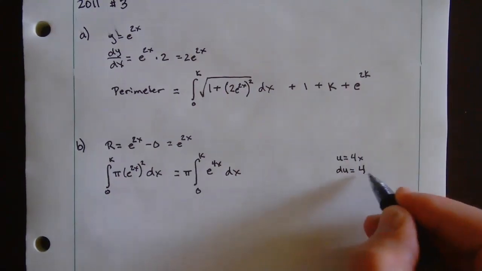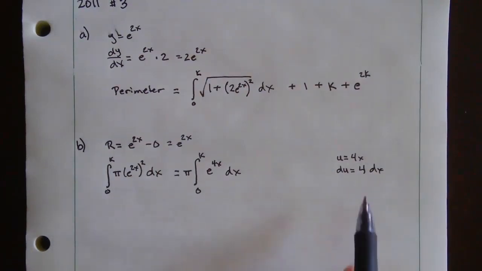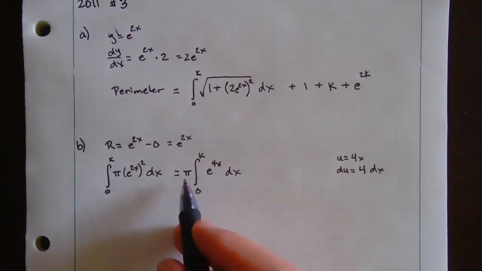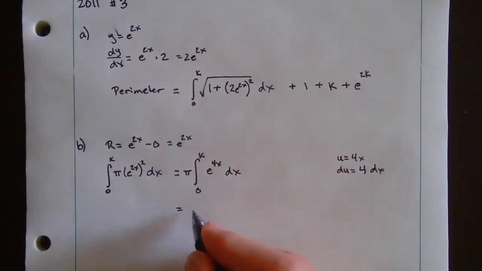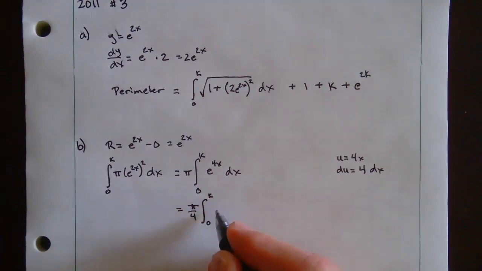U is 4x, du is 4dx. I actually do this just to make sure I'm getting everything right. Okay, so we need a 4, so I also need to multiply by 1/4, or divide this pi by 4. So this would be pi over 4, the integral from 0 to k of 4 e to the 4x dx.